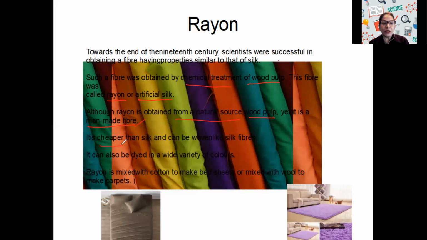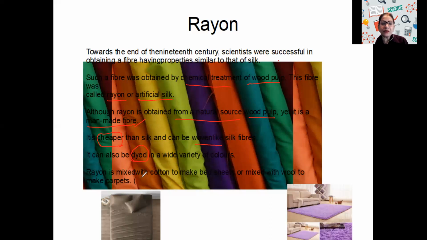Then, very important, it is cheaper than silk and can be woven like silk fibers. It can be woven into various types of fabric. Then it can also be dyed into various colors. If you see in the background, there are so many colors of this rayon. And don't you think it appears like silk? It has that shine and smoothness. You feel like holding it and looking at it.